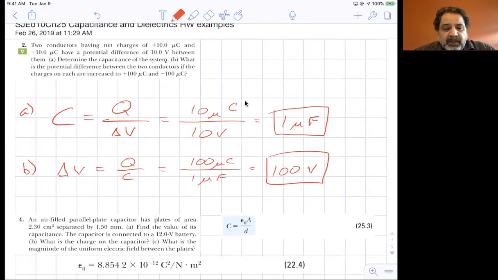So the capacitance of the system, it's just C equals Q divided by delta V, so it's 10 microcoulombs divided by 10 volts, and you end up with 1 microfarad.